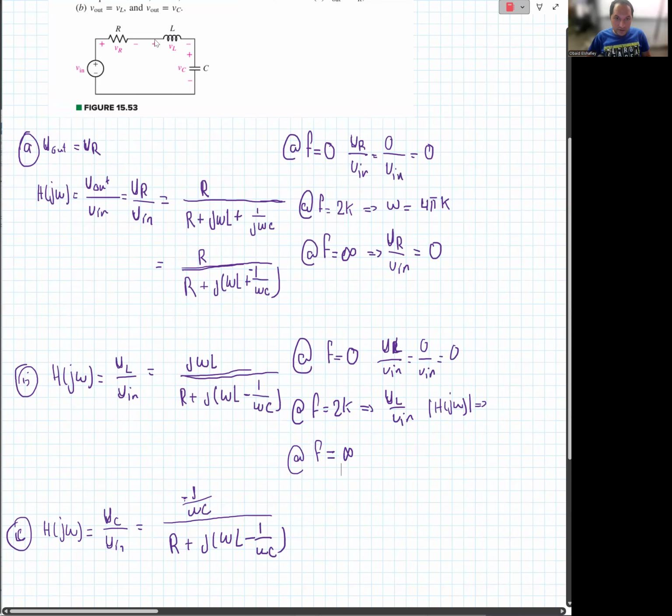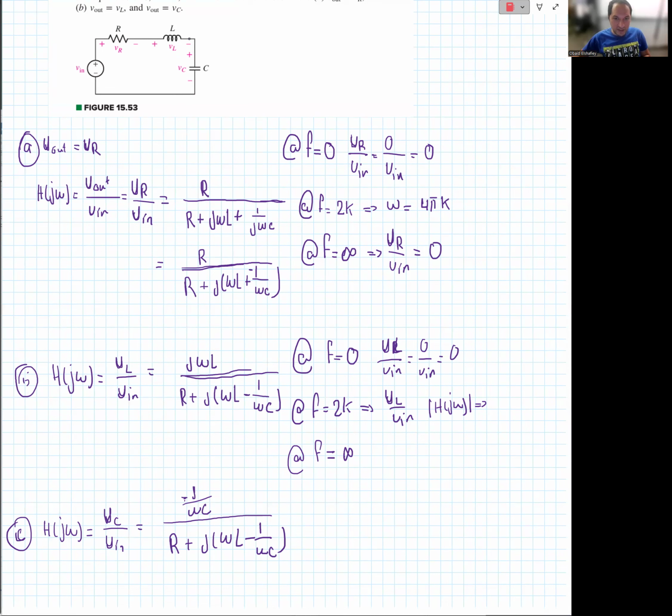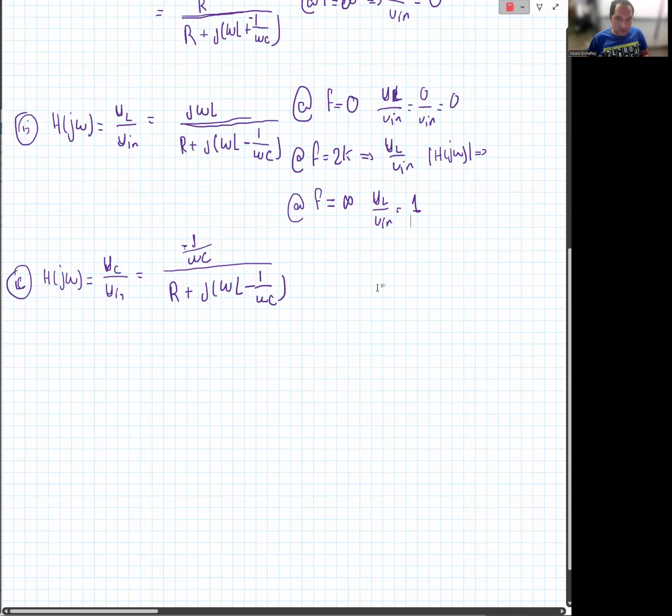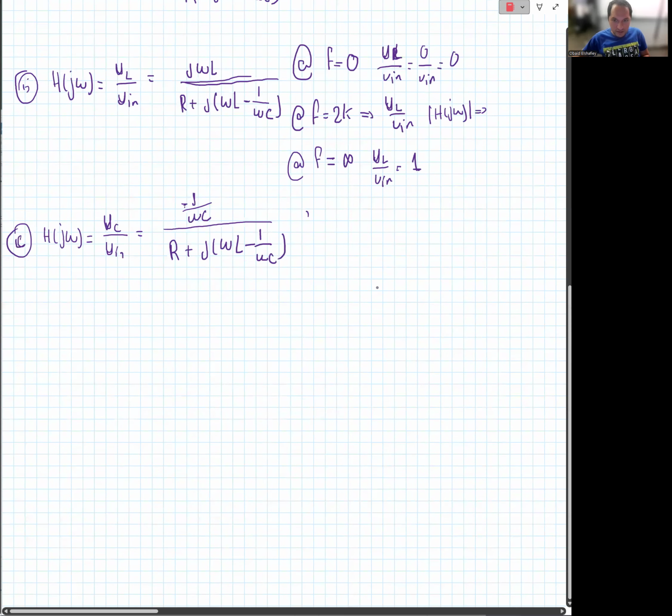And at f equals infinity, same thing. The impedance of my inductor is an open circuit. So this means that the voltage difference across my inductor is equal to the voltage difference of V in. So in other words, VL equals V in. So VL over V in equals 1. So that's it. You don't really need to solve it.